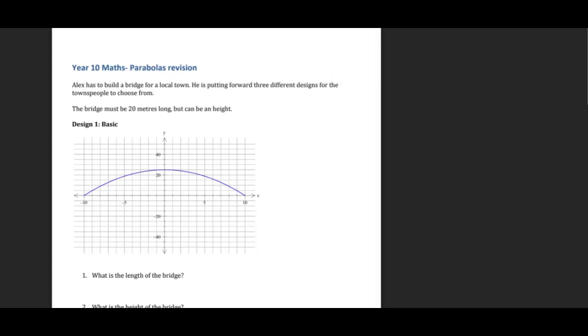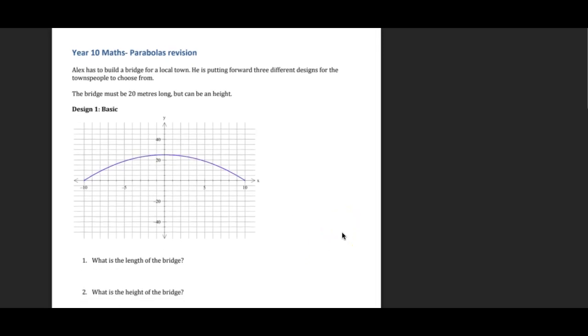All right, in this video, we're looking at applications of parabolas. So the first question we have, Alex has to build a bridge for a local town. He's putting forward 3 different designs for the townspeople to choose from. So the bridge must be 20 meters long, but it can be any height. Okay, so design 1 is just a basic bridge.